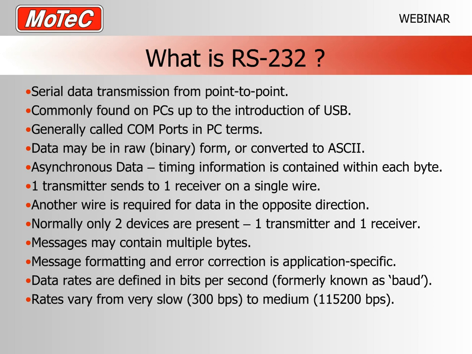Now, as we said, it's a point-to-point system, and that means that you need a single wire for each direction of data transfer. So we need one transmitter sending to one receiver on a single wire, and if we want that other device to send back, then we need another wire for the opposite direction. So typically we only have two devices. Now, RS232 does have the capability of having multiple receive devices and only one transmitter, but this is fairly infrequently used, and certainly it's not used within a MoTeC context.